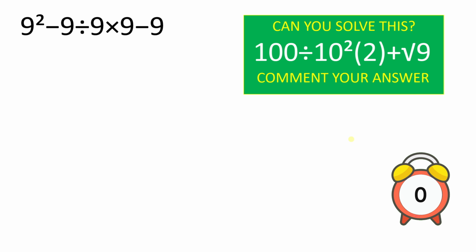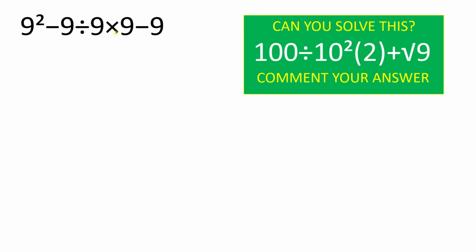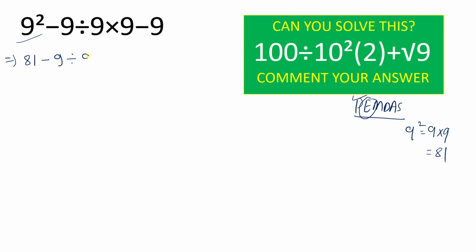Okay, time's up. We have 9 square minus 9 divided by 9 times 9 minus 9. We will follow the order of operations, and we have no parenthesis part. We will move to the exponent. Our exponent part is this 9 square, and 9 square is 9 times 9, which equals 81. So we can simply write 81 minus 9 divided by 9 times 9 minus 9.